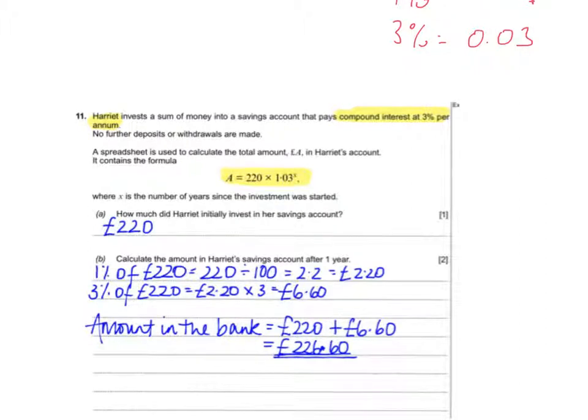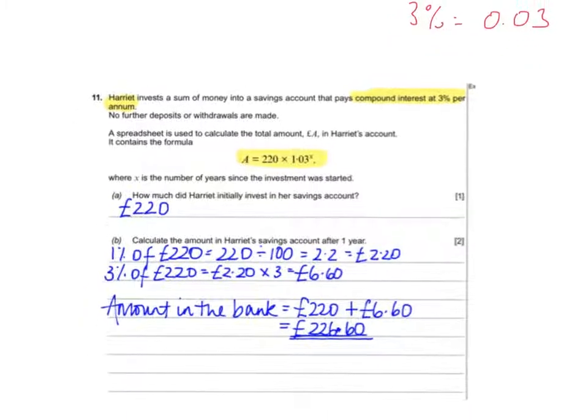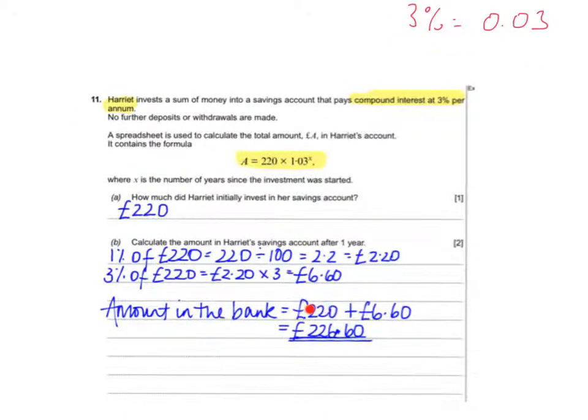And then going back to how much she would have in her bank account, it would be the 220, add the 6.60 to get 226.60.